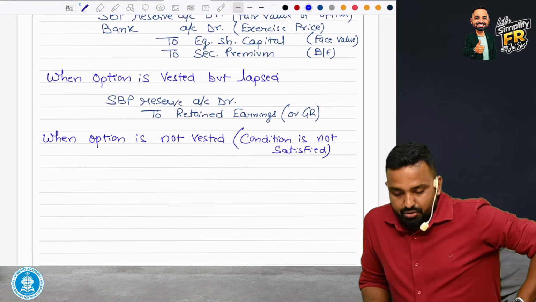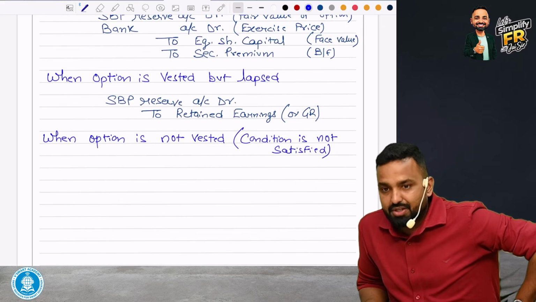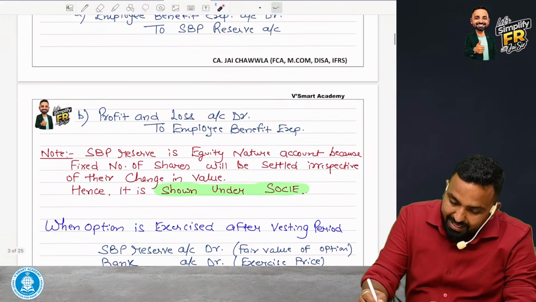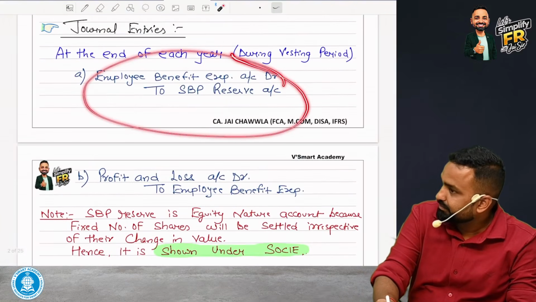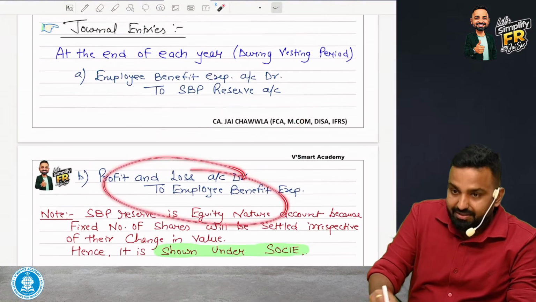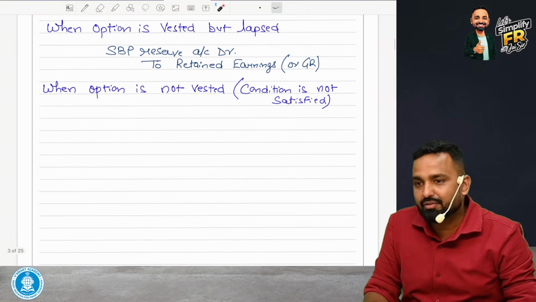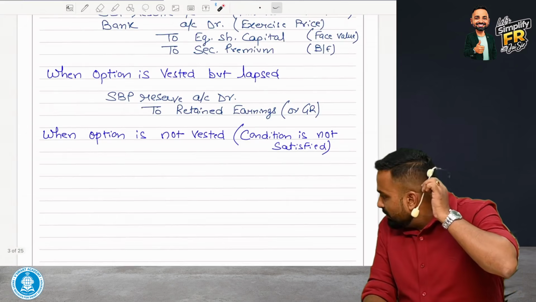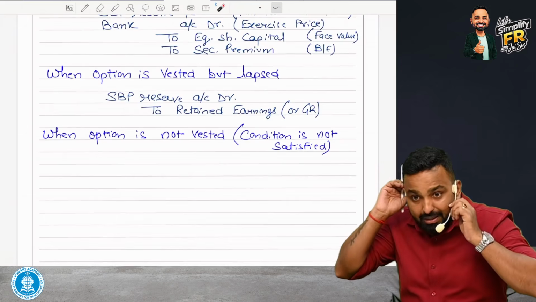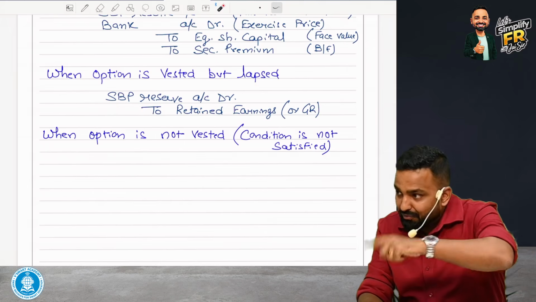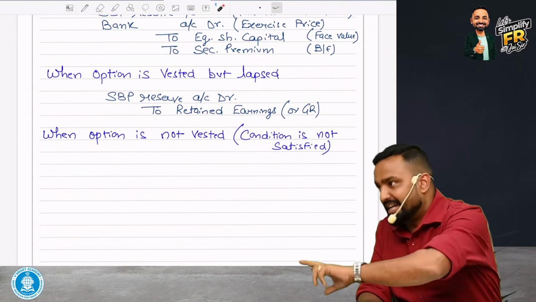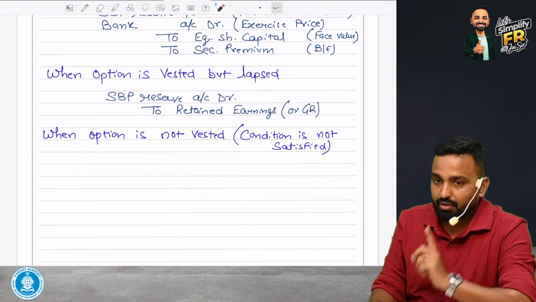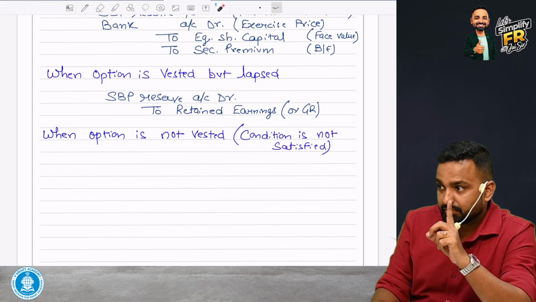When option is not vested, the condition is not satisfied. But previously I booked the expenditure like this, and the option is not vested. What will I do? Reversal. What entry? SBP reserve account debit to employee benefit expense. Employee benefit expense account debit to P&L. Technically P&L. No need to transfer to general reserve.